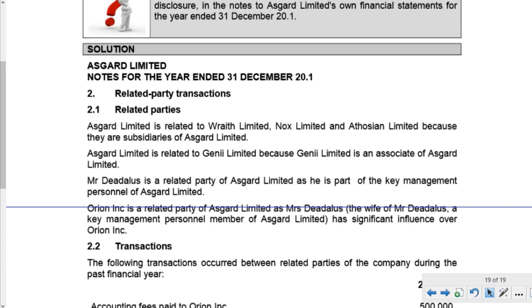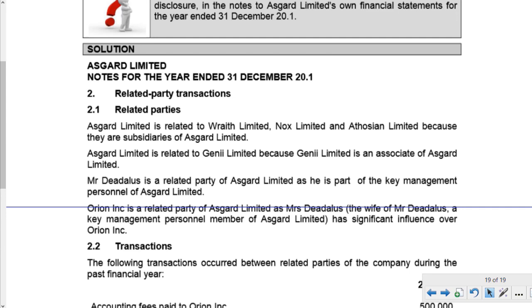So if we look here, it says Asgard is related to Wraith, Nox, and Ethesonian. Oh my goodness, these are like Greek names, because they are subsidiaries of Asgard. So those ones are subsidiaries, they are related. Asgard is related to Genii because Genii is an associate of Asgard. Mr. Daedalus is a related party because he's part of the key management. Orion is a related party as Mrs. Daedalus, who's the wife of Mr. Daedalus, a key management member of Asgard, has significant influence over Orion.